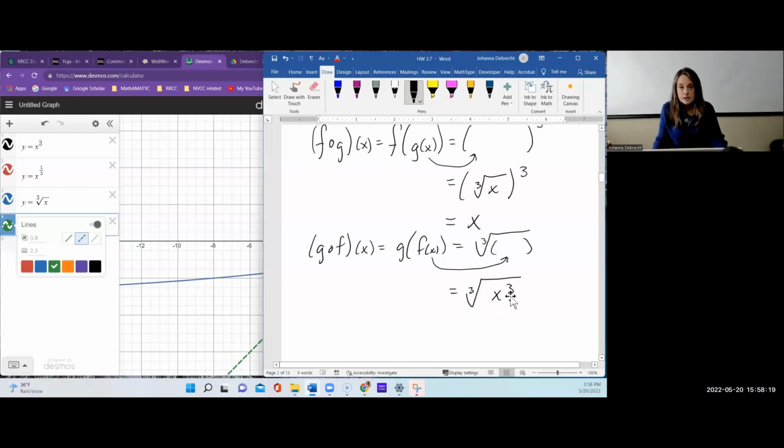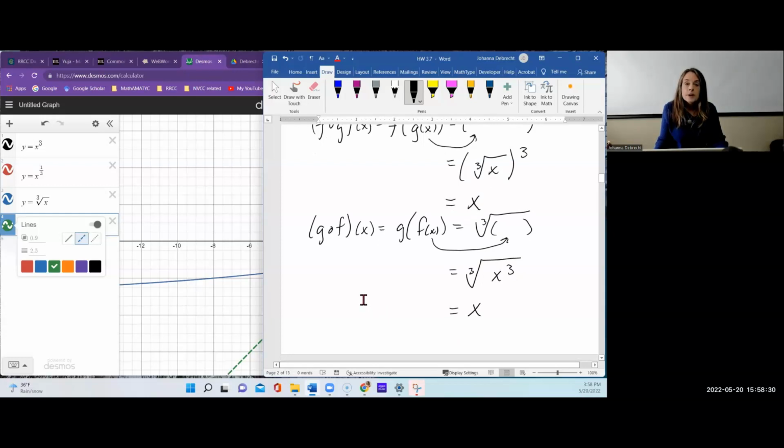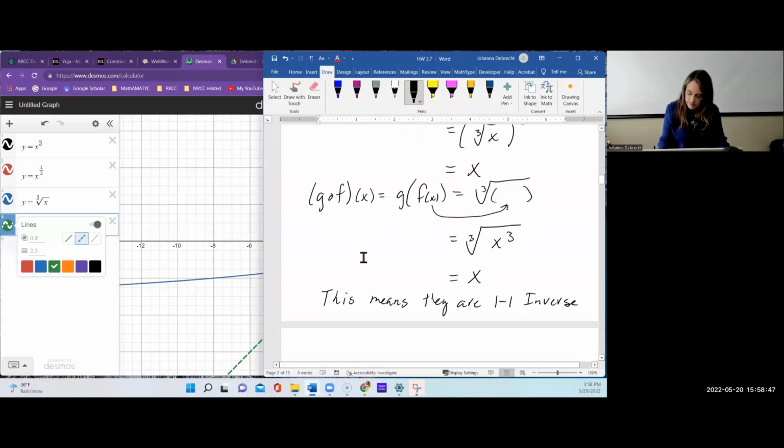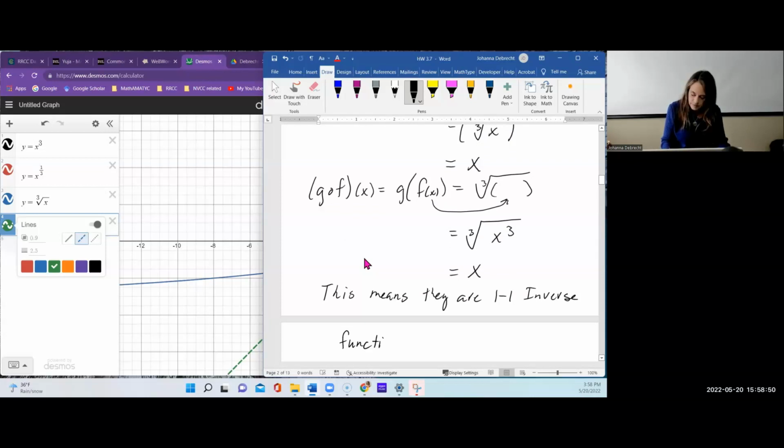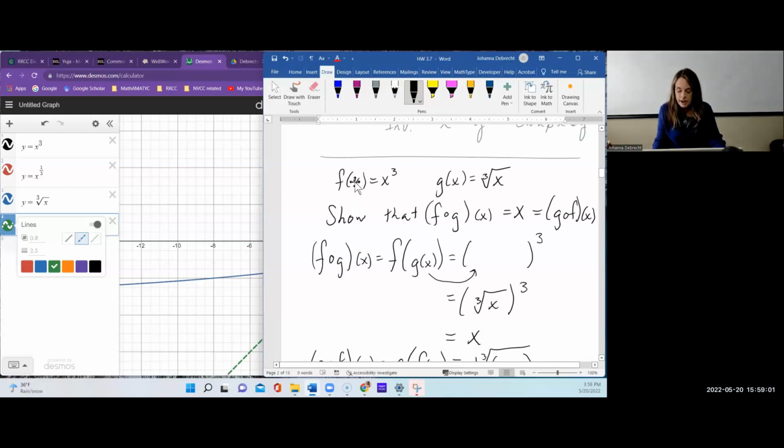When I take the cube root of x cubed, it lifts off the cube, and again, I get back to x. Because both directions give me x, I know that they are not only inverses of one another, but inverse functions. They are one-to-one functions. It works in both directions. That means that I can say g is f inverse of x, and I can say that f is g inverse of x. In other words, they're each other's inverse.